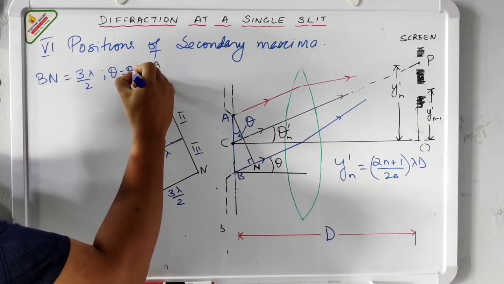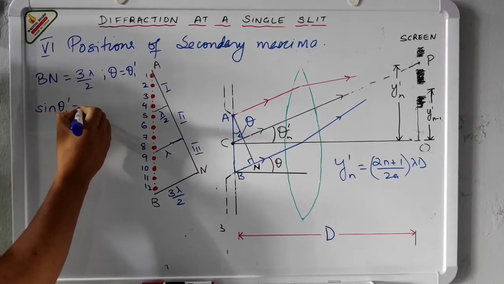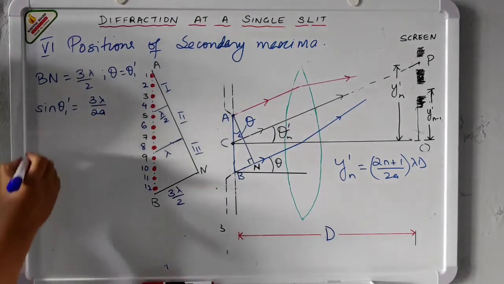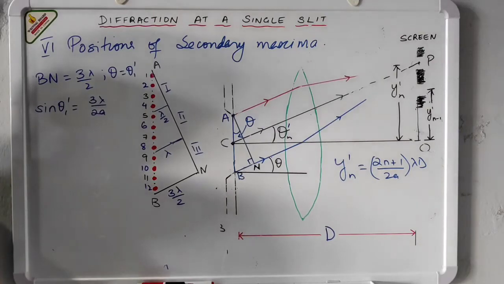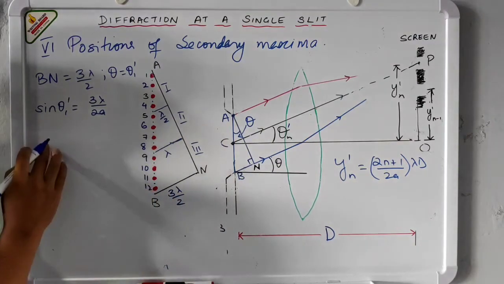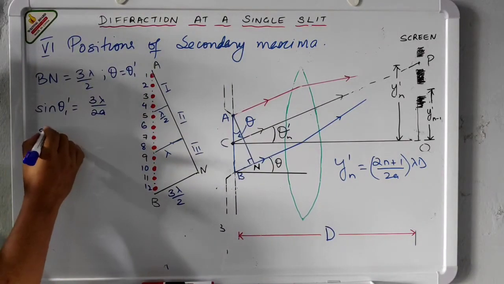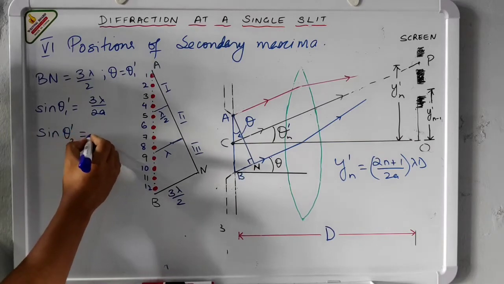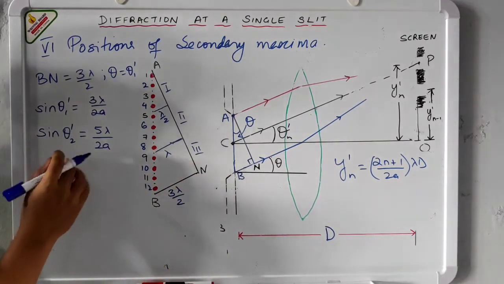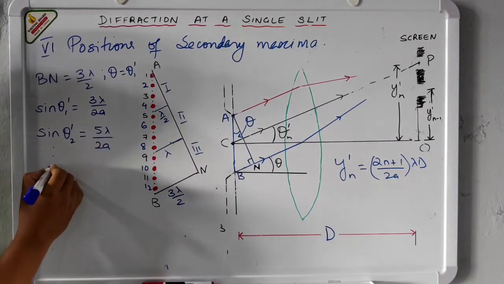Here theta will be theta 1 dash. Then we can write sine theta 1 dash will be Bn by a, that is 3 lambda by 2a. If Bn is equal to 5 lambda by 2, we will get the secondary maximum. So we can write sine theta 2 dash equals 5 lambda by 2a, and sine theta 3 dash will be 7 lambda by 2a, and so on.